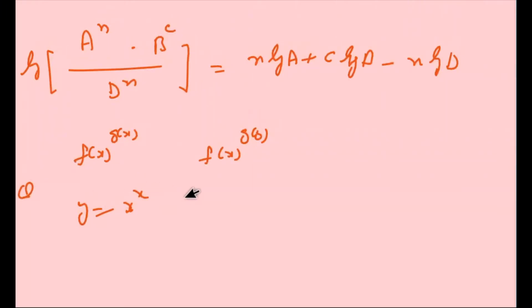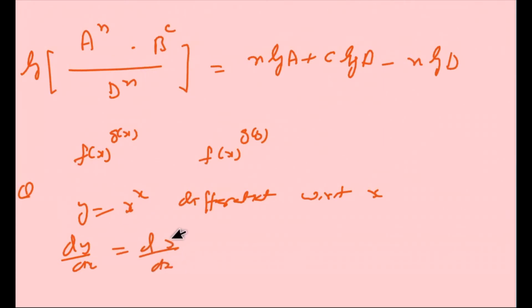Now differentiate it with respect to x. Here we are seeing that the power is also a variable. So now we will find dy by dx. Before doing this, if we differentiate directly, we cannot use the formula x to the power n, because here the power is x, not a constant n, so we cannot use the formula directly for this differentiation.